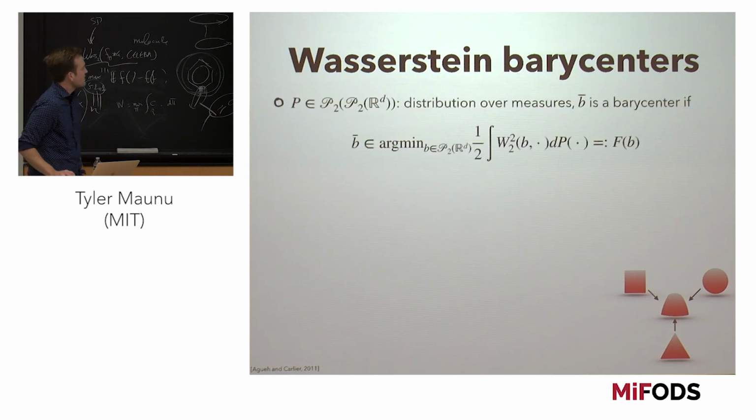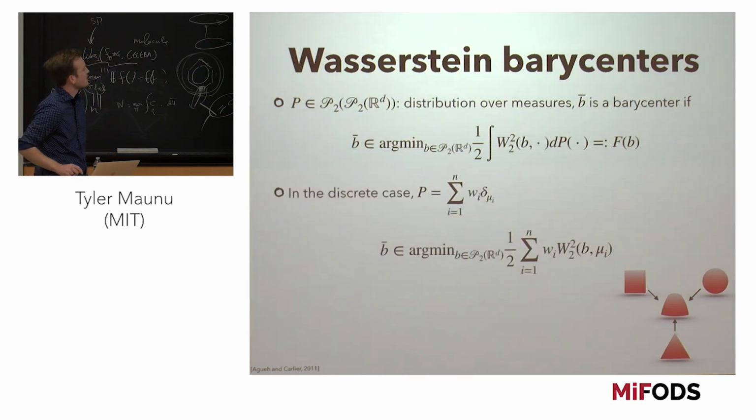Okay, so Wasserstein barycenters, given this sort of geometry that I've discussed, is what we want to do: we want to minimize the squared distance between a point on Wasserstein space, the distance between b, and say the average over all points in the distribution P squared. So here I have a distribution over measures. So P is in P2 of P2, where this is Wasserstein space. And the barycenter is defined as any minimizer of this integrated squared functional, which I'll define by F of b.